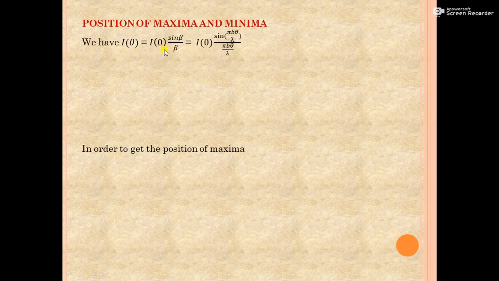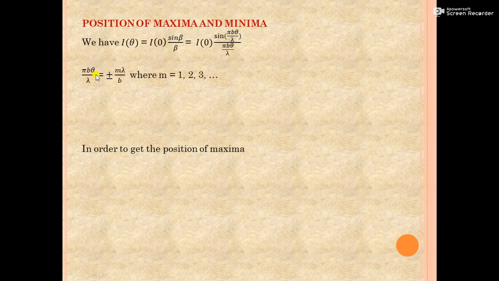We have I(theta) equal to I naught sin beta by beta, which is equal to I naught sin(pi b theta by lambda). Actually we have sin theta here, and for small theta we have considered sin theta as theta. So I as a function of theta can be written as I naught sin(pi b theta by lambda) divided by (pi b theta by lambda).